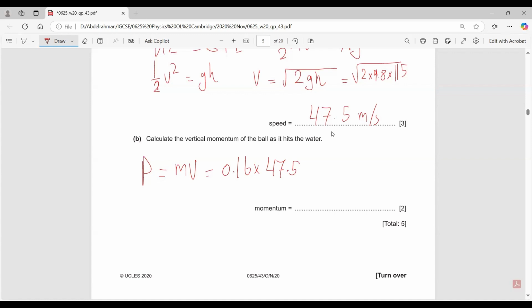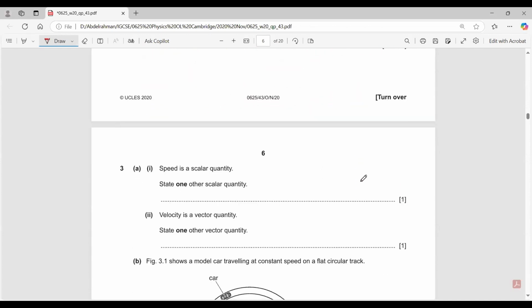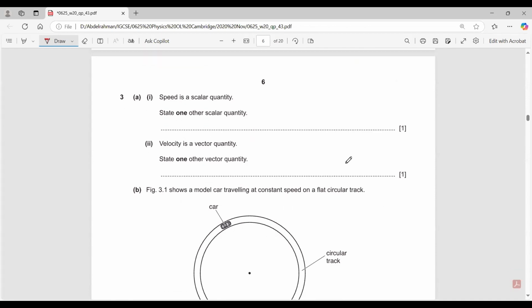So 47.5 times 0.16, giving you a momentum of 7.6. But the other question is, what is the unit of the momentum? Yes, kilograms dot meters per second. Or Newton seconds. Yes, Newton seconds.